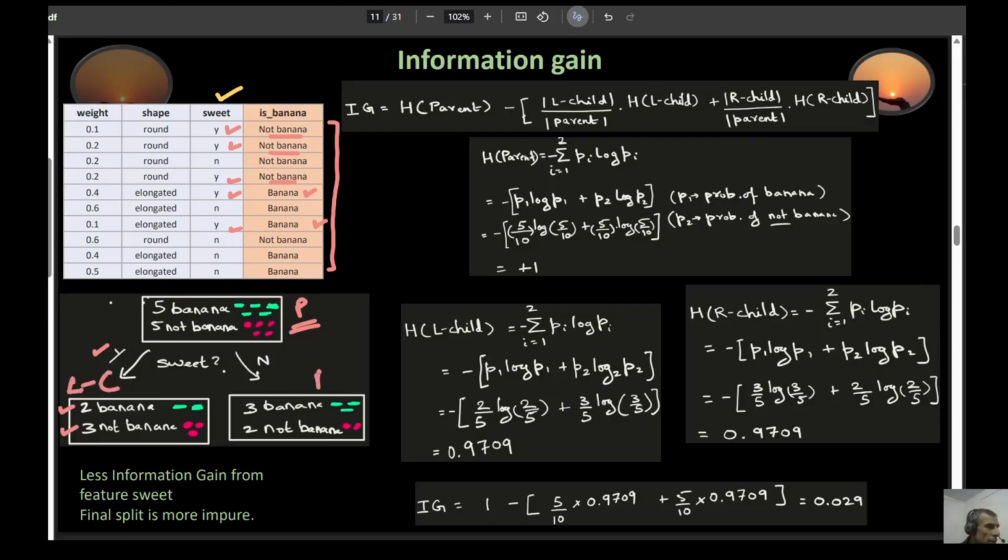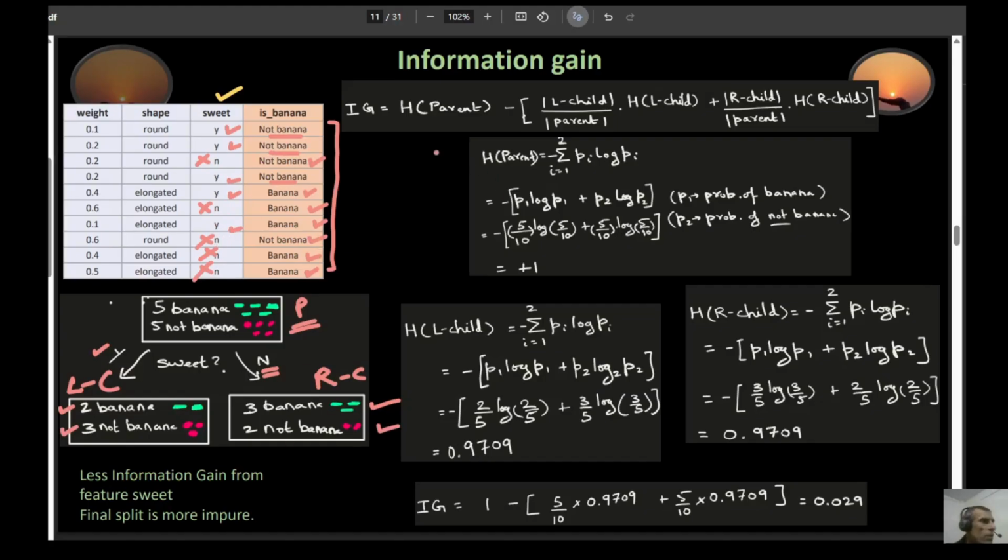Now let's look at the right child. In the right child, that would be under the no category. So how many no's do you see? Well, there is this no, and no, no, no, and no. Now, among these no's, three are bananas. You can see that. This one is a banana right here. This is a banana, and this one is another banana. So there are three bananas, sorry, and two of them are not banana. In this case, this is also no. This is not banana, and this is also not banana right here. So two of them are not banana.